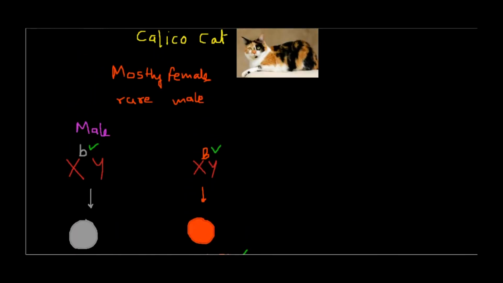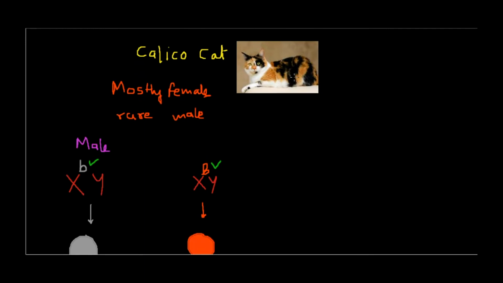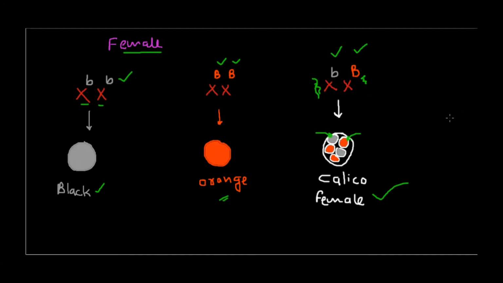So that is how, as you can observe, the areas where you have black color patches are the cells where the orange allele containing X chromosome is inactivated. Whereas the areas where you have orange color pigmentation, the X chromosome containing the black color allele is inactivated. So this is a very good example of X inactivation. That is why calico cats are mostly female.